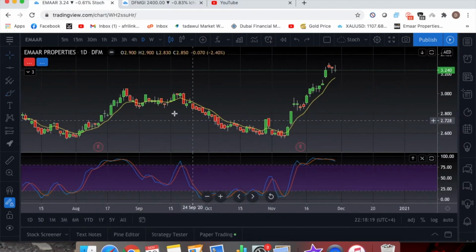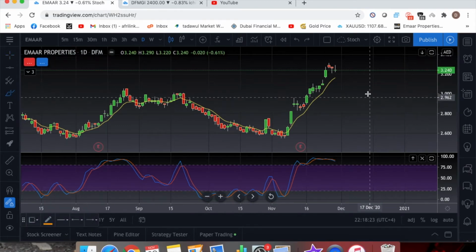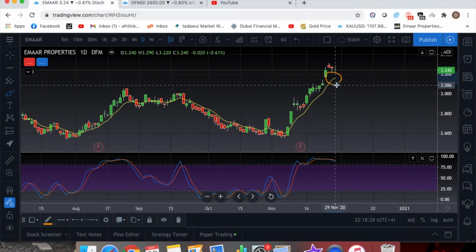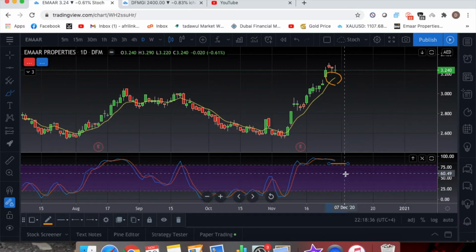To explain this strategy, I have taken Emaar Properties as our example and I have used two indicators. This yellow line is the 8 EMA, which means the 8-day exponential moving average. Here you can see stochastics, with default settings. When stochastics is above 80, it means it's overbought. When it's below 20, it means it's in an oversold condition.